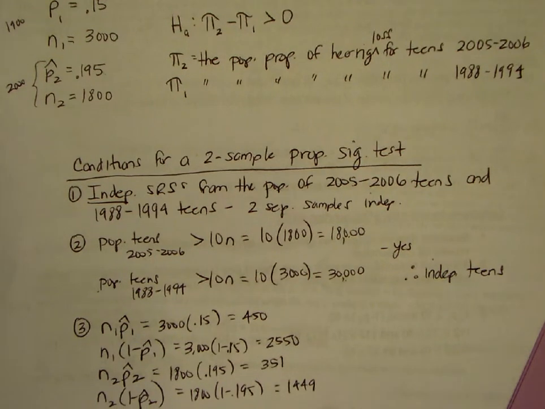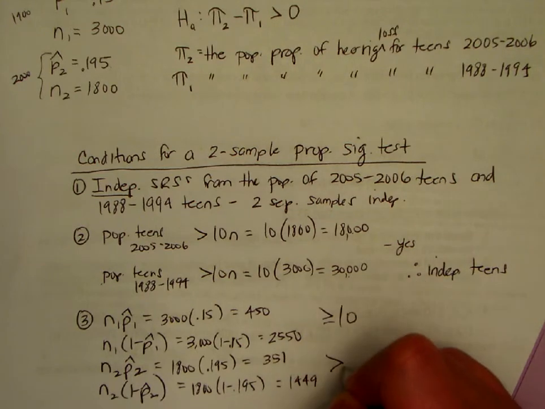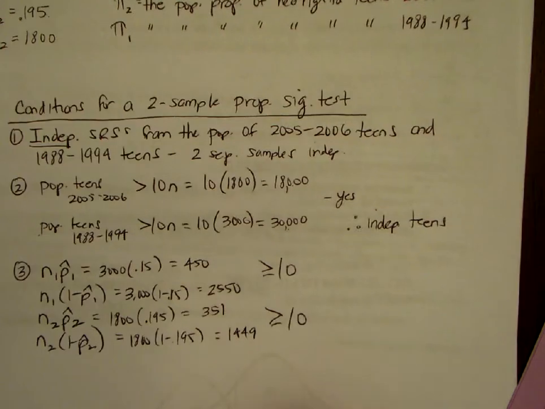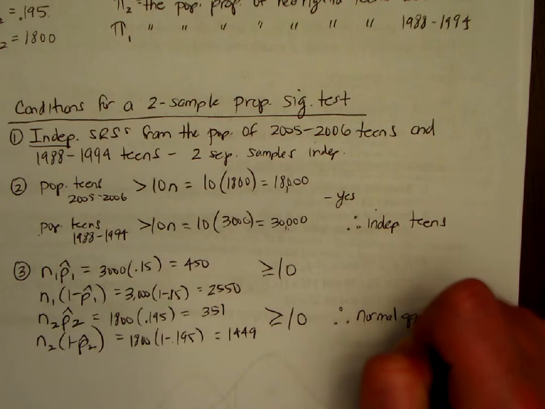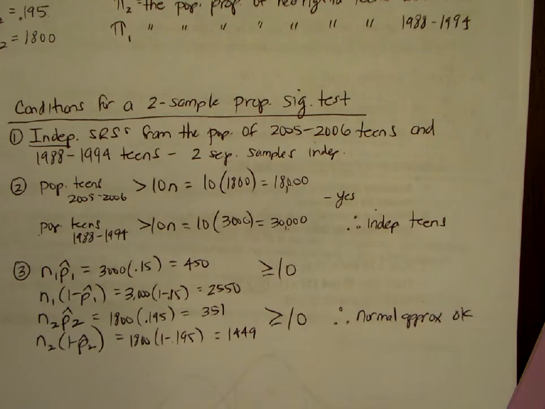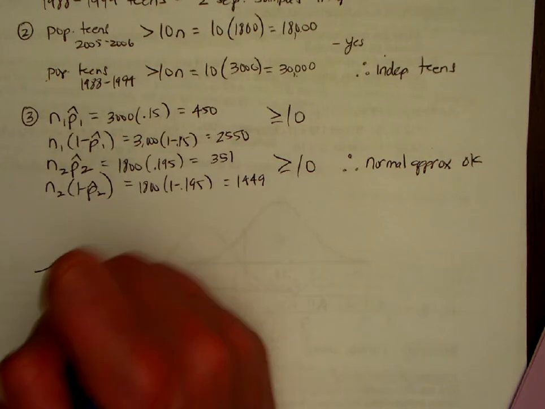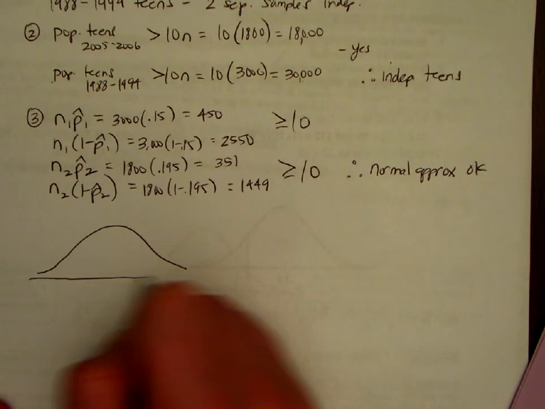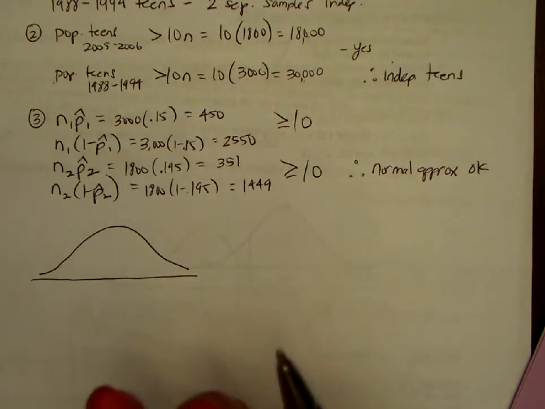Okay, and all of these are greater than or equal to 10. So what that allows us to do is use a normal approximation is okay. Okay, so I draw my normal curve. This is probably the worst. This is as bad as any stats problem is going to get, is right here. This is probably the worst it's going to get. It only gets better from here. Less writing.